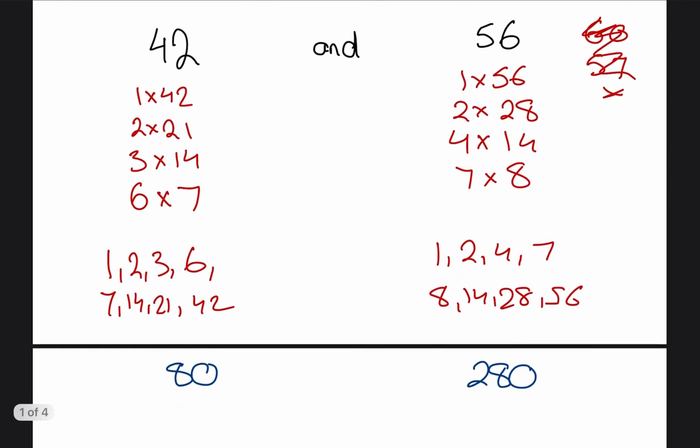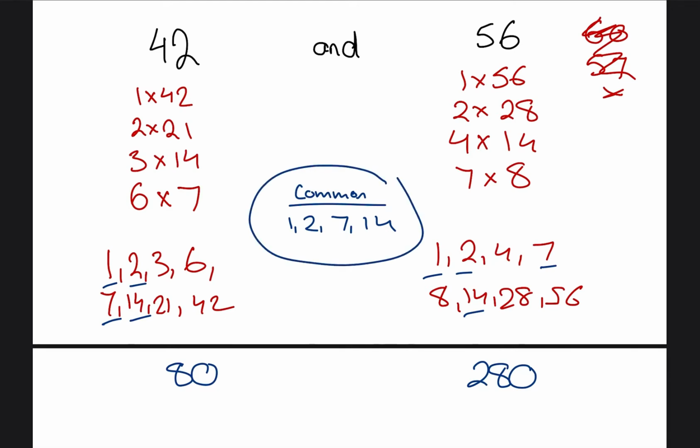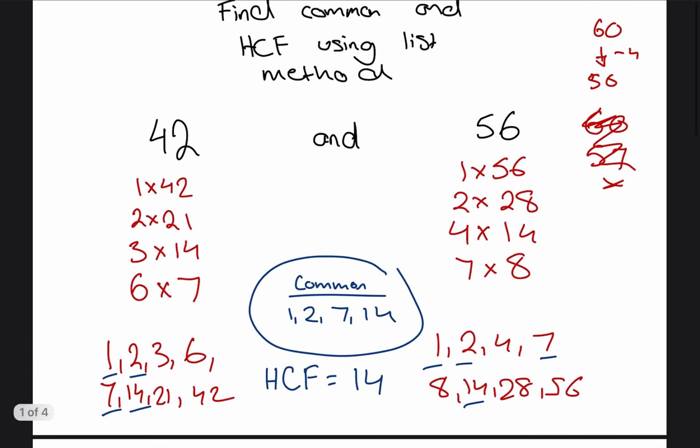So let's just check what's common between them. Well, we've got 1 and 1. We've got 2 and 2. We have 7 and 7. And we have 14 and 14. Any more? Nope. So that's our common factors here. So what's our highest of these common factors? Answer is 14. And there we are.